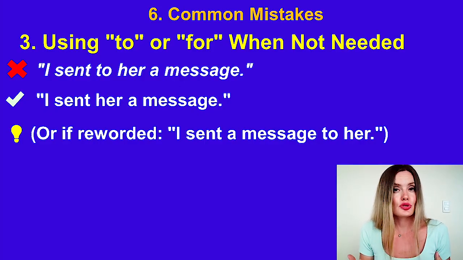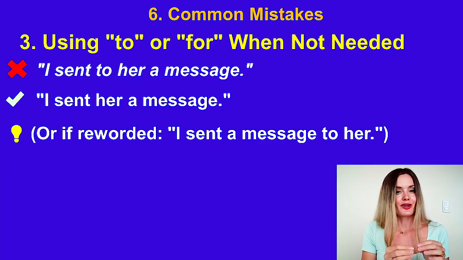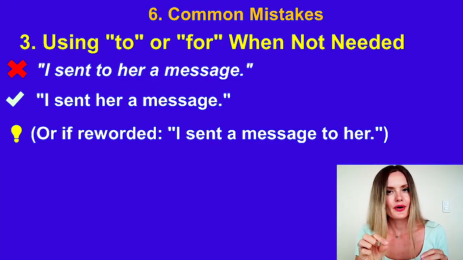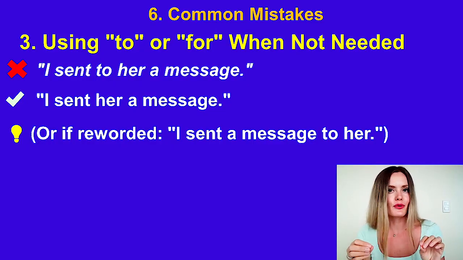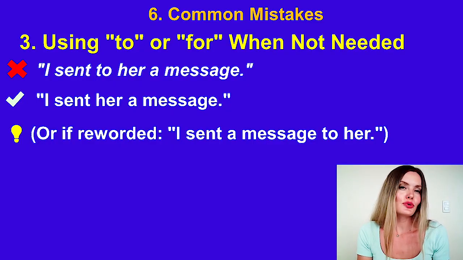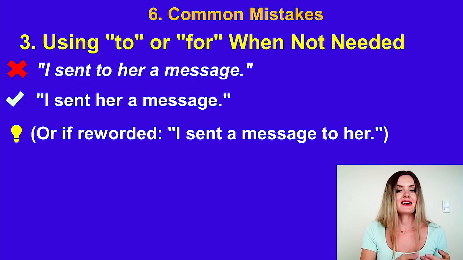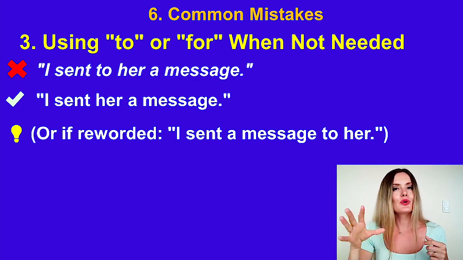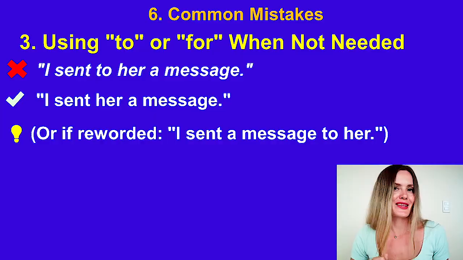So if you want to use to, then you need to put the indirect object after the direct object. So if you use the indirect object first, like I sent her, and then the direct object, a message, then you shouldn't use to or for before an indirect object, before her. But if you want to use to or for, then you need to switch. First, you should use a direct object. I sent what? A message. And then an indirect object. To whom? To her. I sent a message to her. Just be attentive at this point.